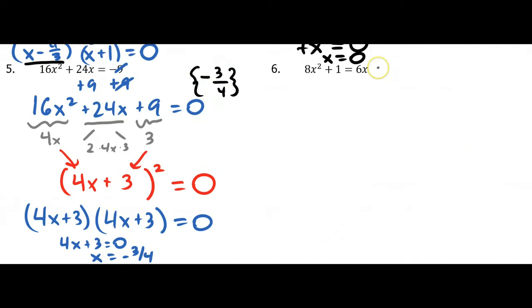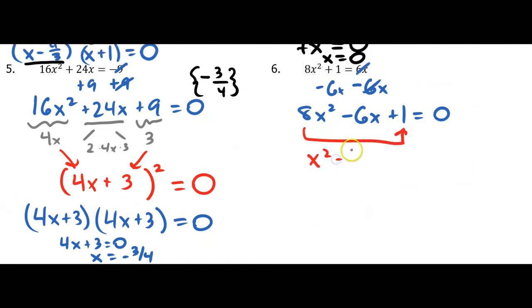Okay, finally number 6, we have 8x squared plus 1 equals 6x. So I'm going to subtract 6x from both sides of my equation. That's going to give me 8x squared minus 6x plus 1 equals 0. I will need a slide and divide on this one.